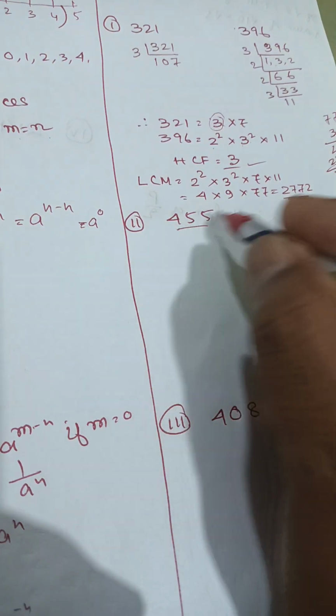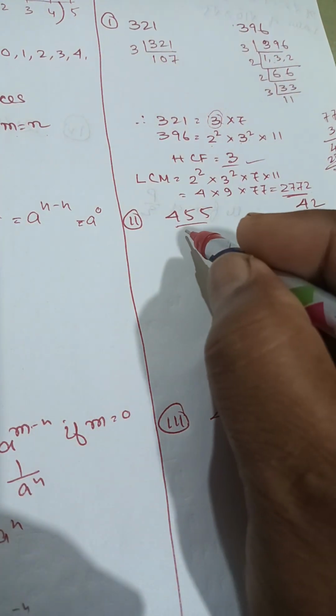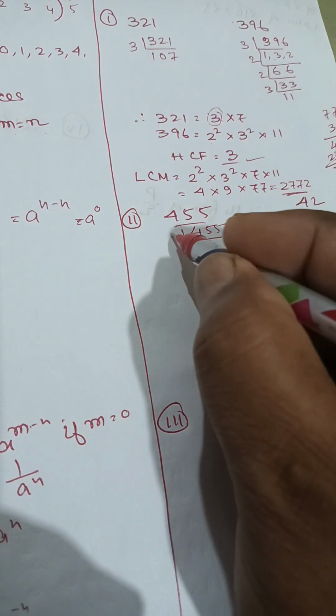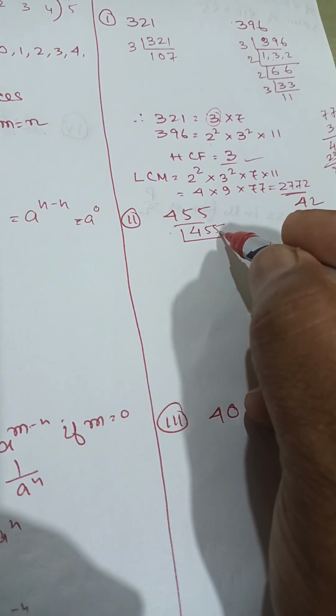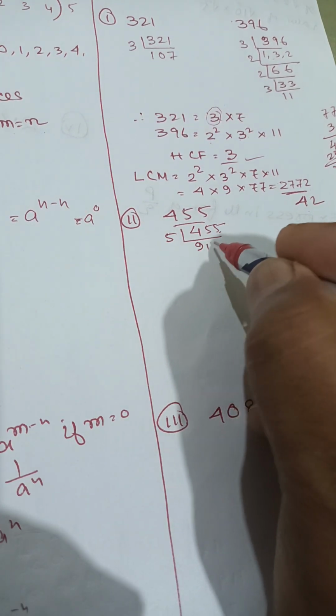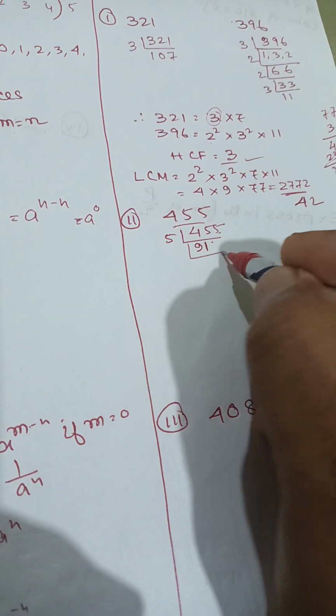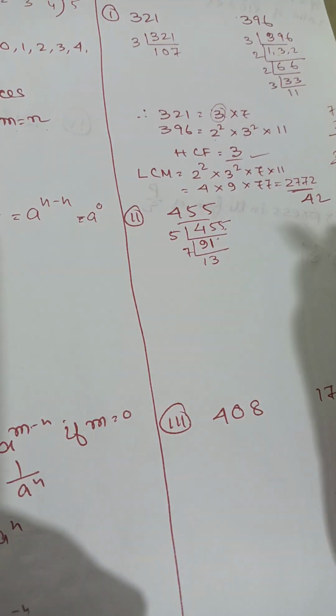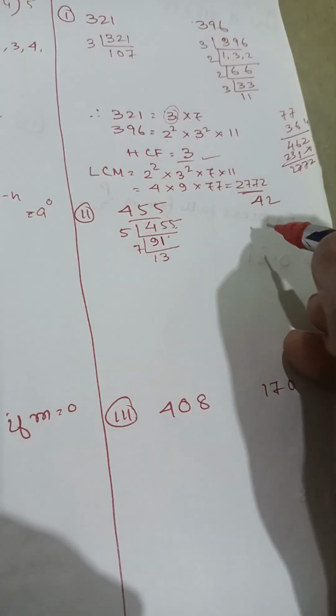455. You see, these are the two numbers given. We have to find HCF and LCM. So first we are taking 455. Since the unit digit is 5, it can be divided by 5. So you divide it by 5. Again it can be divided by 7. We know the table, that's why you write directly 7 into 13 is 91.